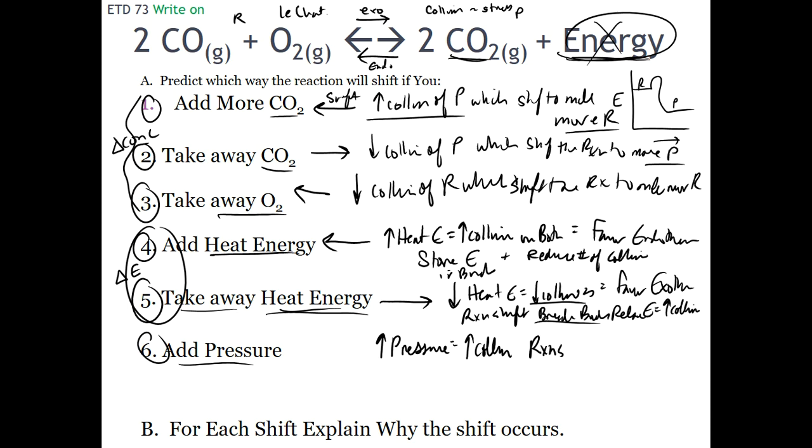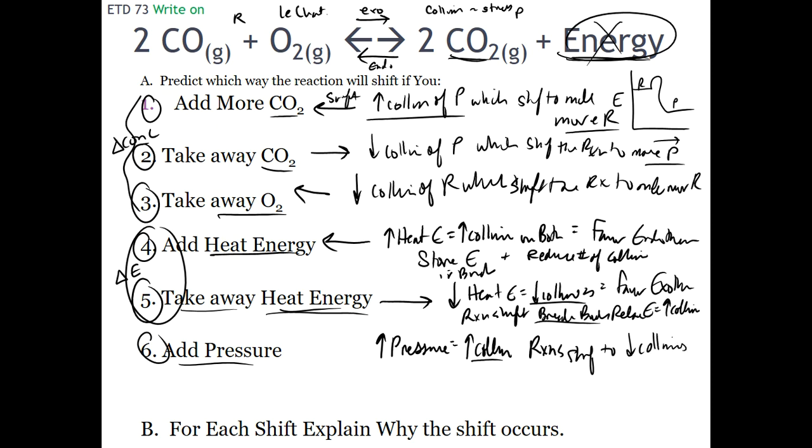It's kind of like teenagers, right? If I try to force it to do something, it's going to do the exact opposite. That's why teenagers are the way they are. That's why all people are. So if I increase the number of collisions, the reaction is going to shift to do what? To decrease the collisions, because that's the beauty of the system, right?